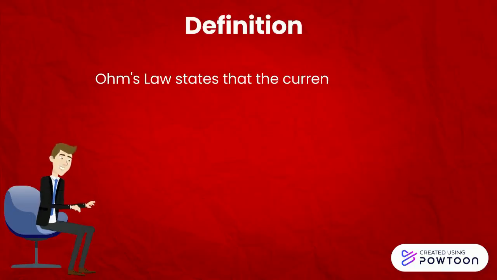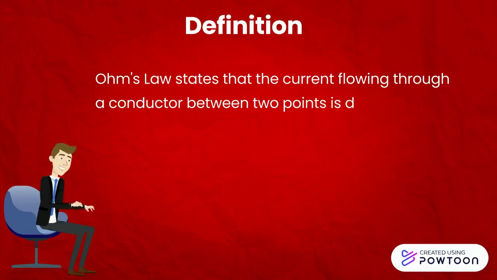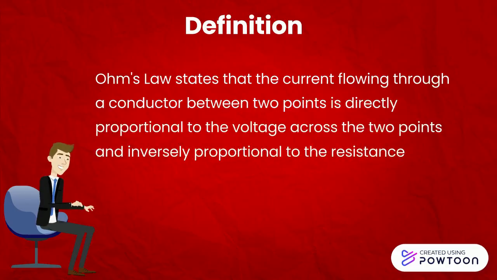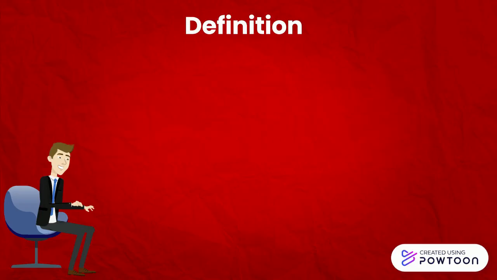Now we can define what Ohm's law is. Ohm's law states that the current flowing through a conductor between 2 points is directly proportional to the voltage across the 2 points and inversely proportional to the resistance between them. This law is usually expressed in three mathematical forms.